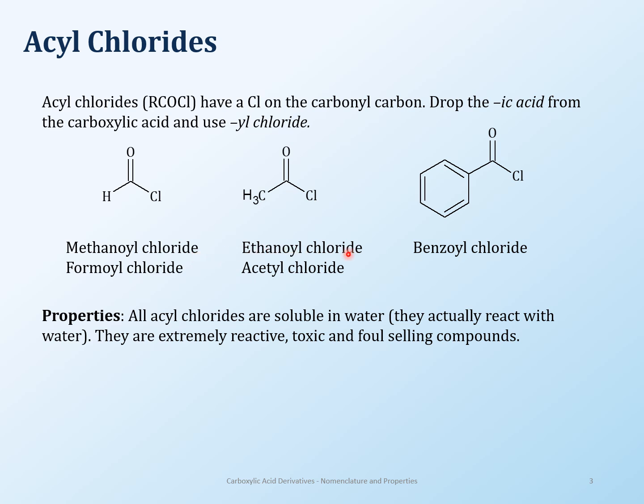The second one is ethanoyl chloride, and again I've given you the general names as well: formoyl chloride, acetyl chloride, and then here is the one from benzoic acid called benzoyl chloride. So don't try to make it too complicated, just keep it simple and convert to -yl. Just simple stuff.